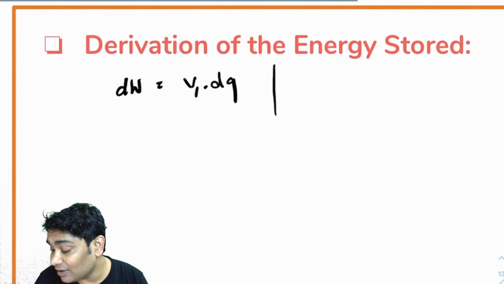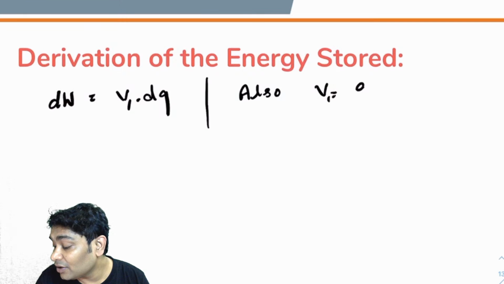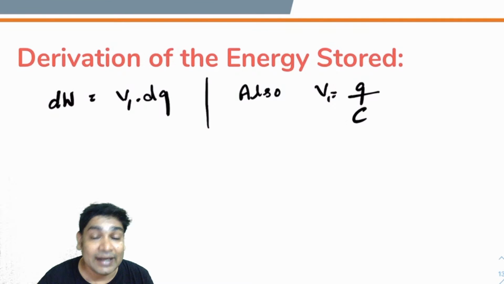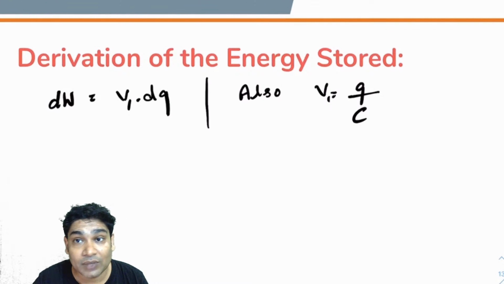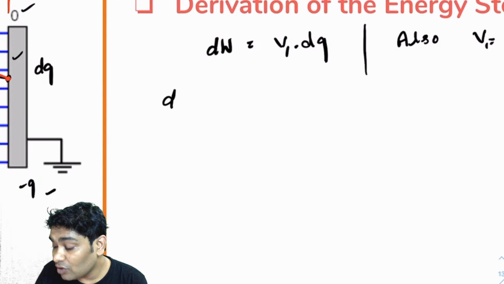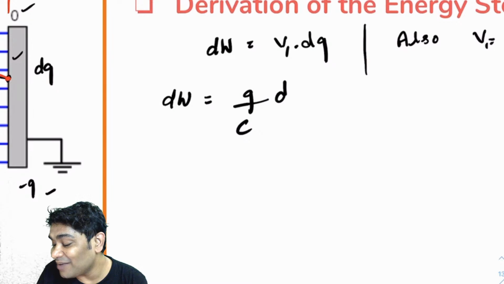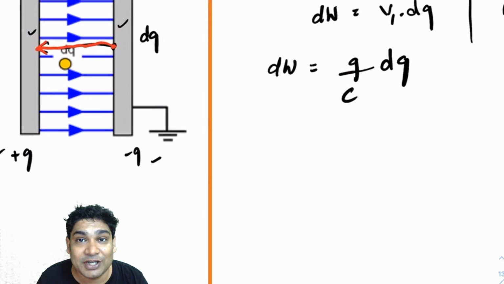Alright, so now I can say, also, how much is v1? v1 can be written as q over c. At any time, if the charge on the capacitor is small q and the potential difference between the plates is v1, then I can use this relation. So v1 can be written as small q over c. Now let's substitute this value here. So let's see what I am getting. We get dW equals small q over c times dq. So this is the small amount of work required to transfer this charge dq.